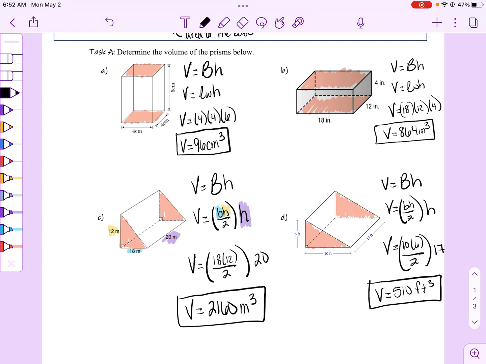And raise your hand, or write them down, and I will answer them tomorrow. Okay? So that's prisms. Let's go below and let's focus on cylinders.